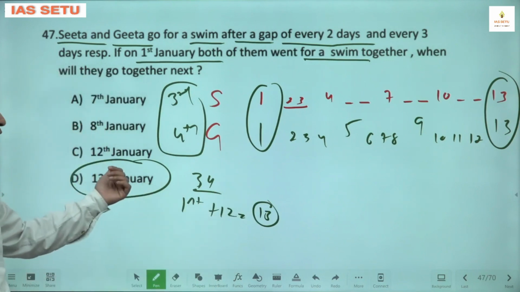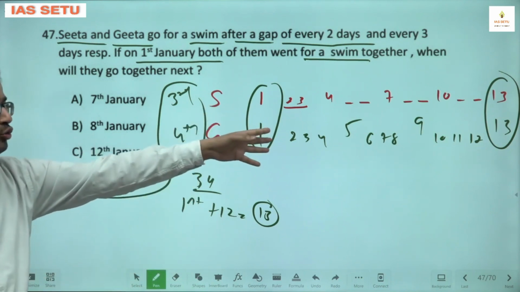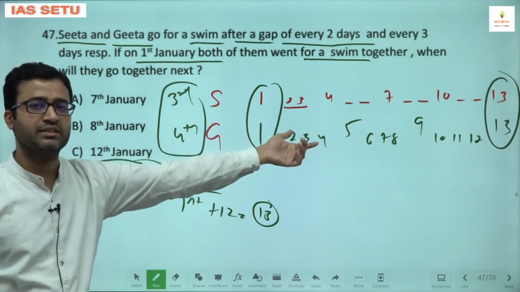But sometimes we make that mistake. Some students mark answer 12 January. It is after a gap of 12 days, they both will go together. So better you go to this, you use this method. That is very, very simple.